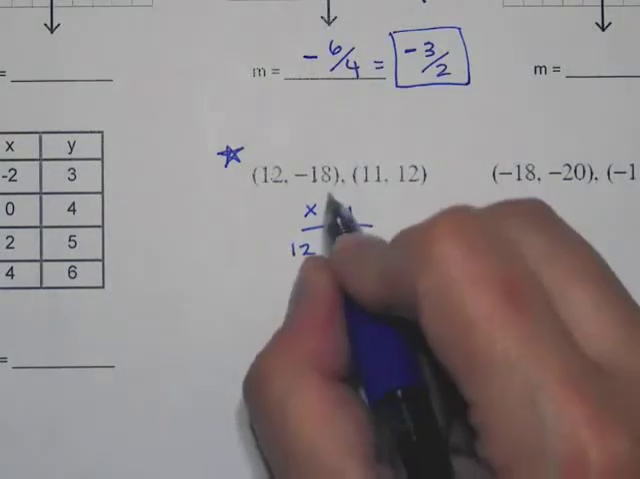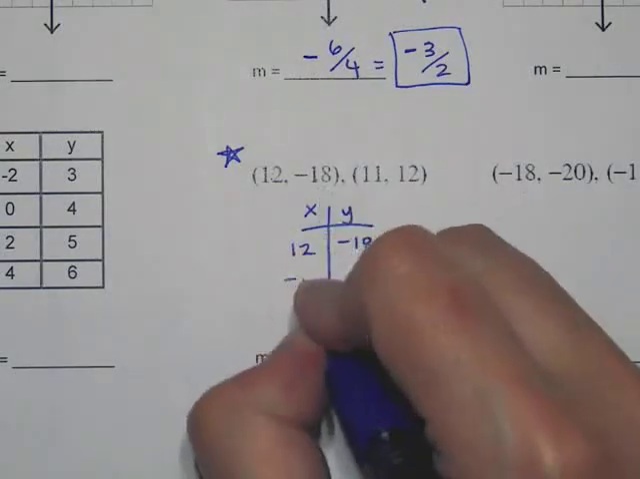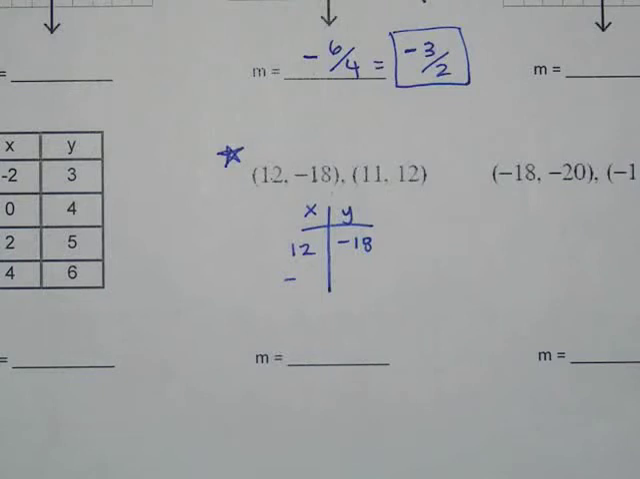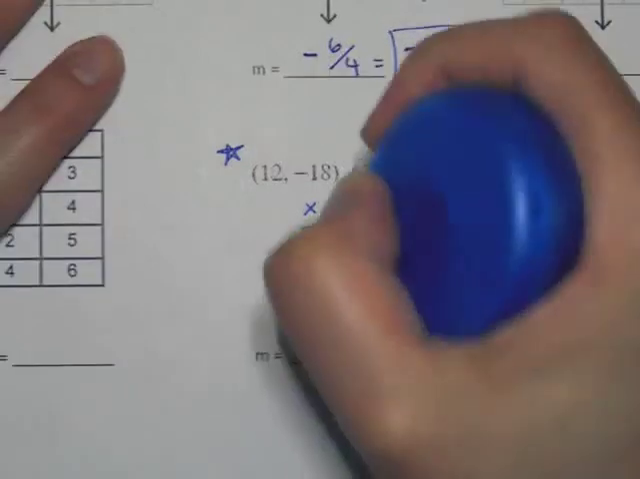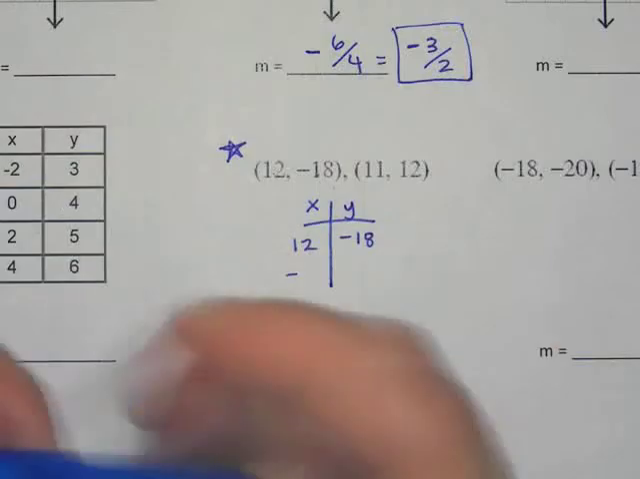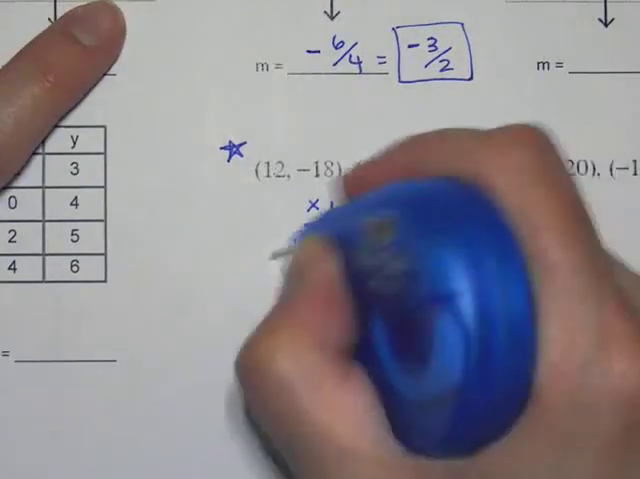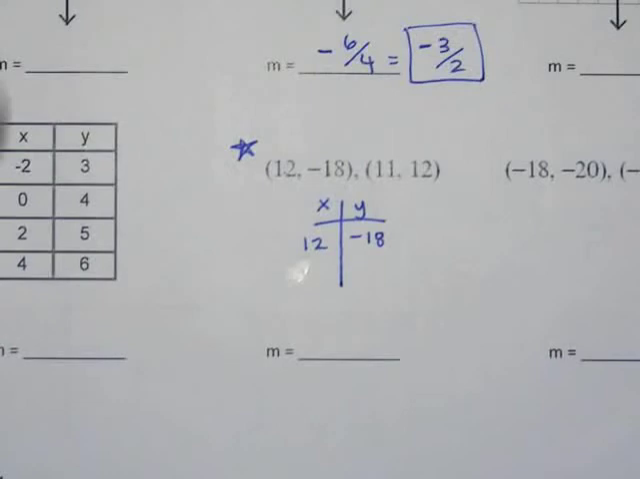My second one is negative 18. Sorry, not negative 18 now. Let me just erase that real quick. Negative 18 we just used as our y value, and it is a y value. My other ordered pair is 11, 12.